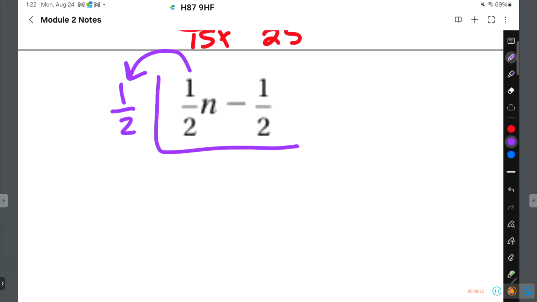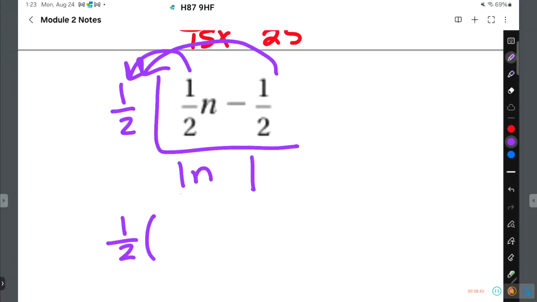What is 1/2 divided by 1/2? 1. Anything divided by itself is 1. So guess what? When we do 1/2 divided by 1/2 again, we're going to get 1. Well, guess what? We have two 1s. That means we are done. So I would put it in as 1/2, parentheses, 1n. Bring down my minus 1. Close the parentheses.